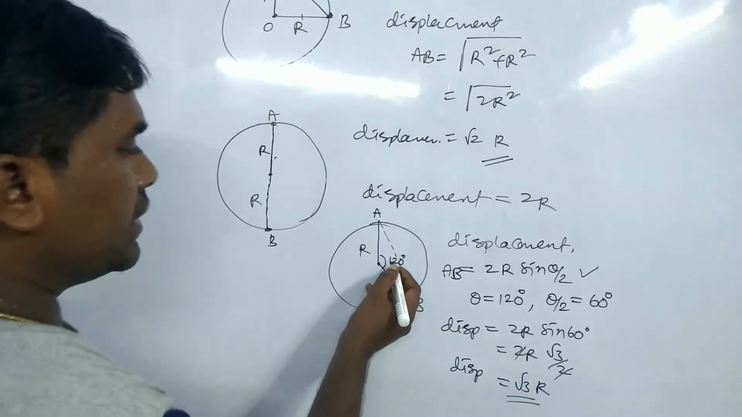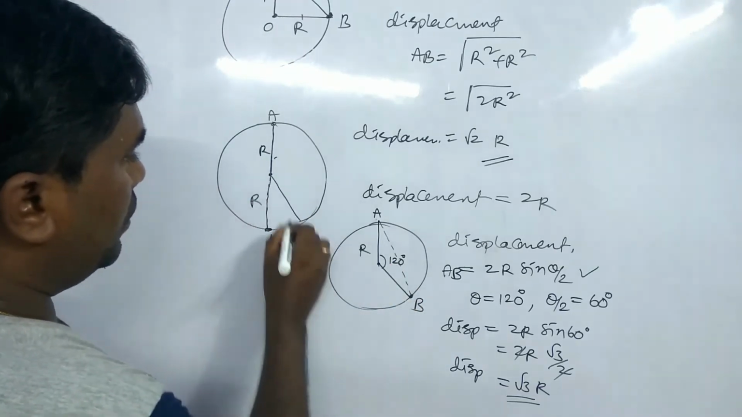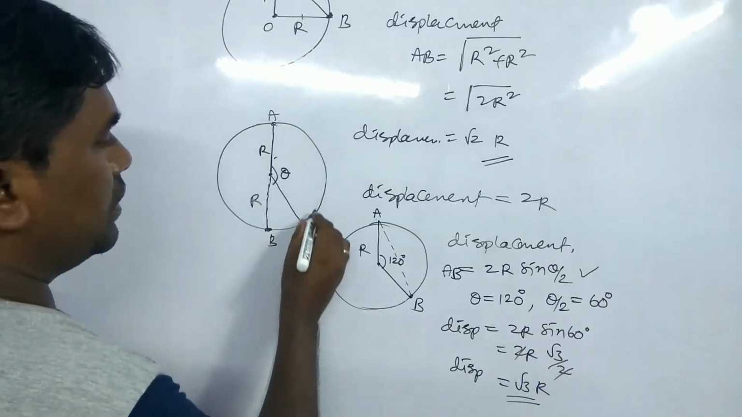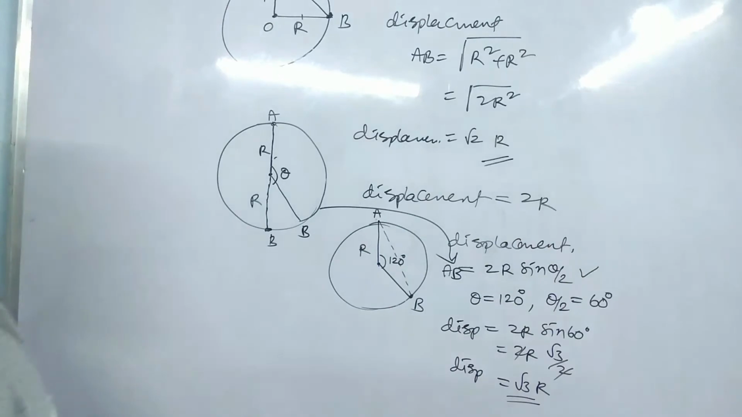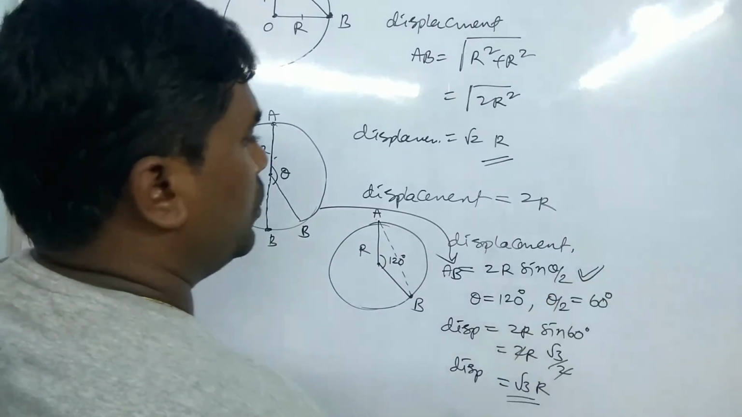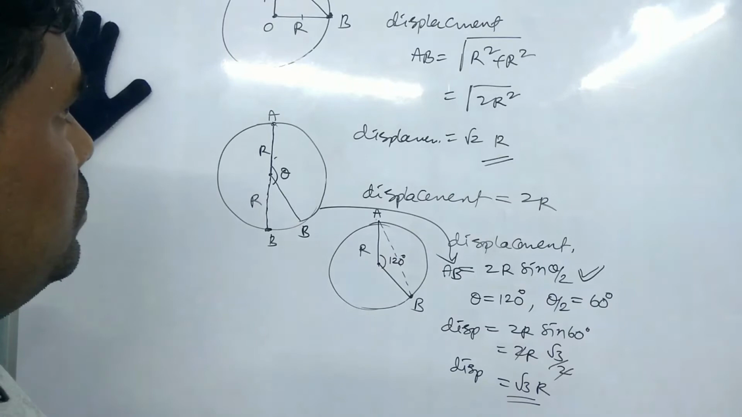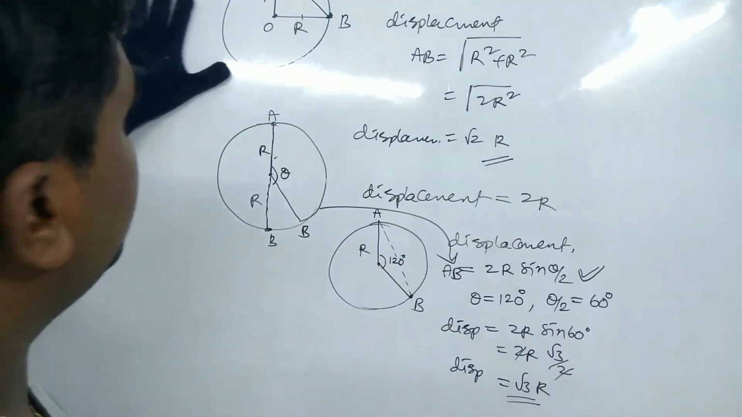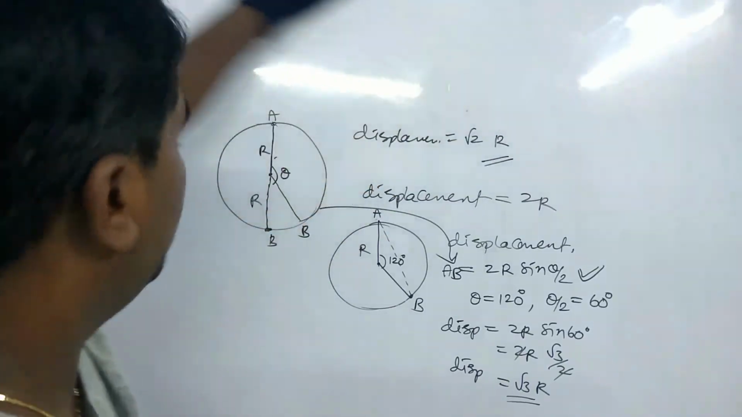If there is an angle theta, for suppose this is the point P, then the displacement is equal to 2r sin theta by 2. You have to remember this. How can we find 2r sin theta by 2? Let us see it using vectors.